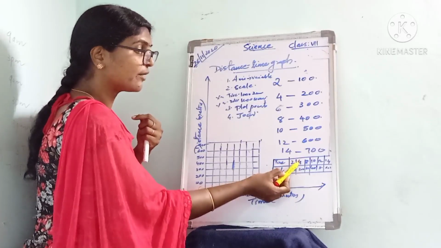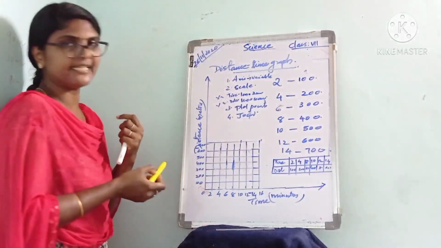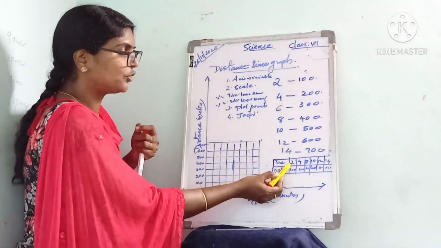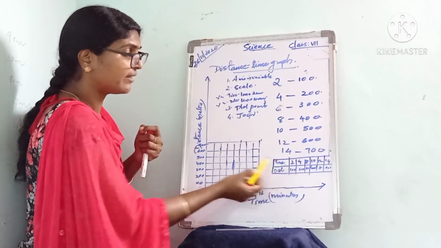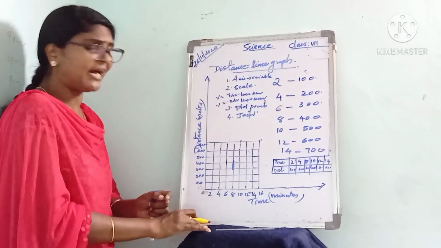Again, 4 minutes correspond to 200 meter. Like that we have to make a table. Then corresponding to the second, 2 minutes, Arun covers a distance of 100 meter. So corresponding to 2 minutes, we have to represent 100 meter.